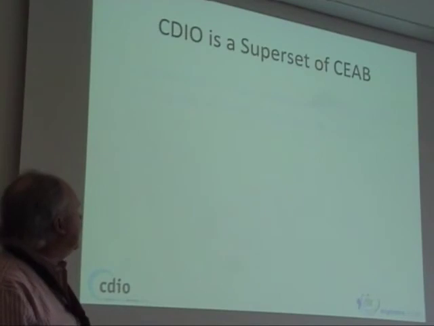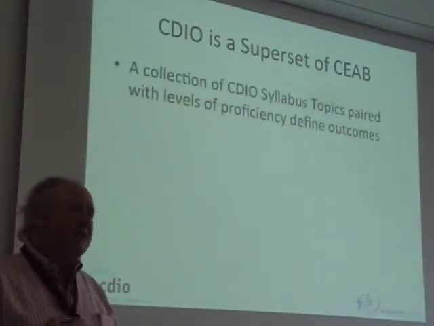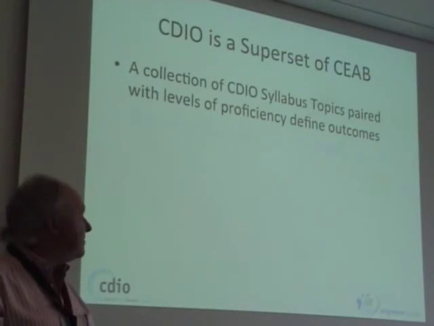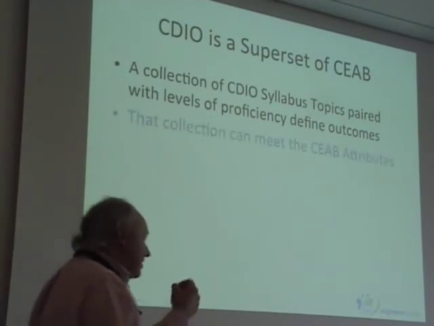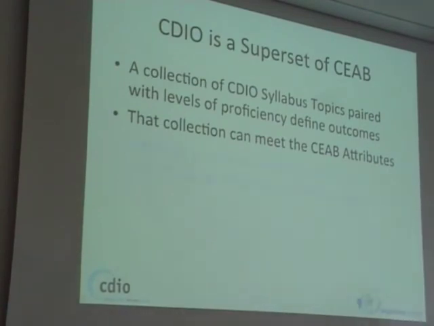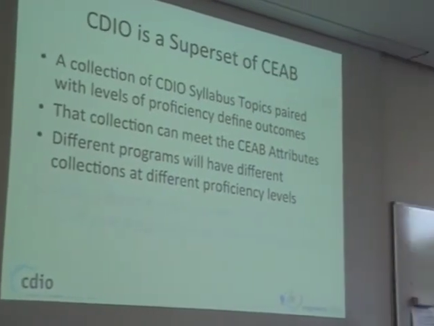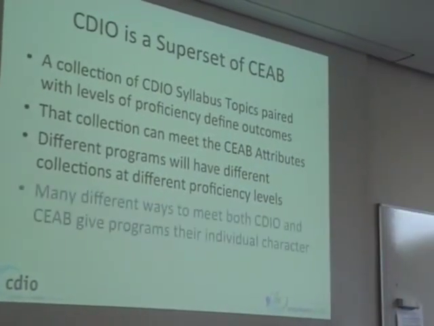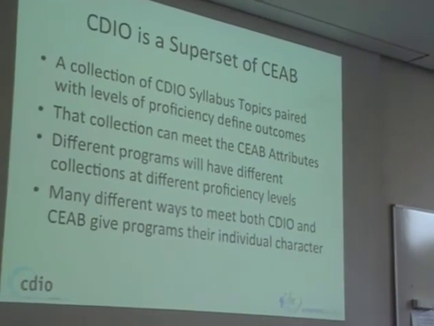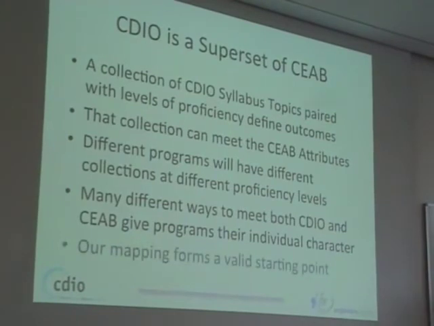So the main conclusion here is that CDIO is really a superset of the CEAB requirements for graduate attributes. You can get a collection of CDIO syllabus topic items, particularly if you go down to the 4th level, and come up with a collection which will meet all of the CEAB graduate attributes. And it's not necessarily going to be the collection that meets the CEAB graduate attributes.